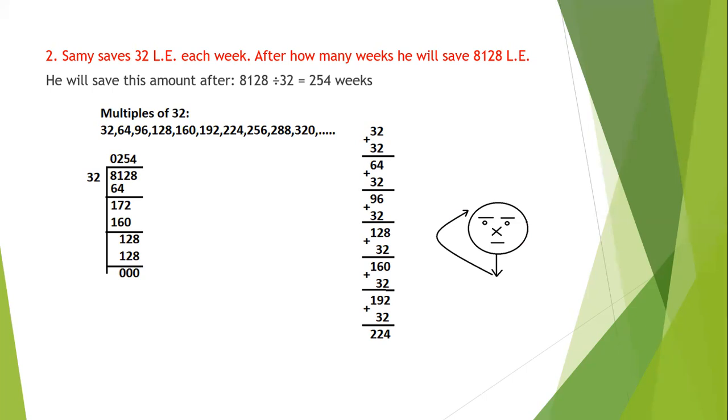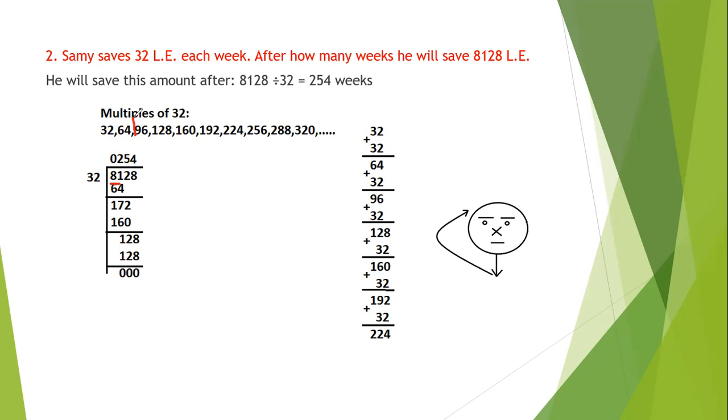8,128 by 32. So first, as we used, we have to write the multiples of 32. 32 plus 32, 64 plus 32, 96, and so on. Write the multiples here and start the division operation. 8 divided by 32, I can't, it's smaller, so I have to regroup. 81, it's here, between 64 and 96.